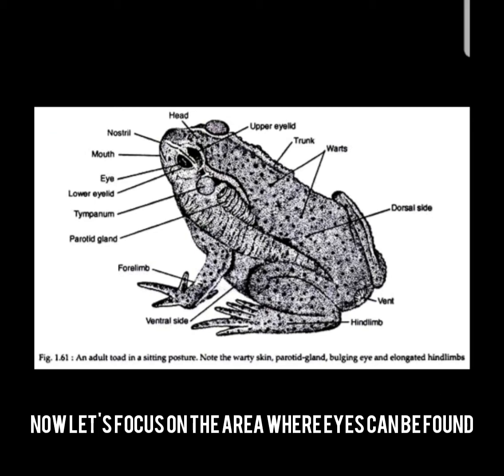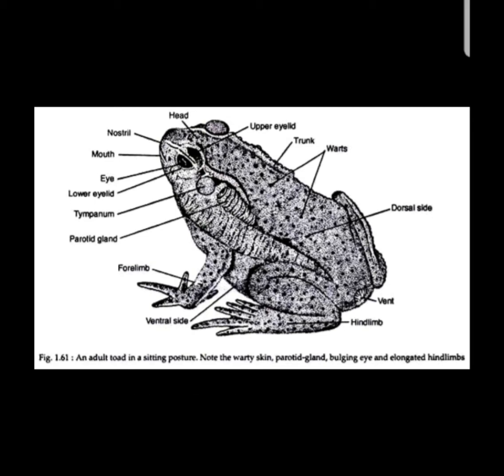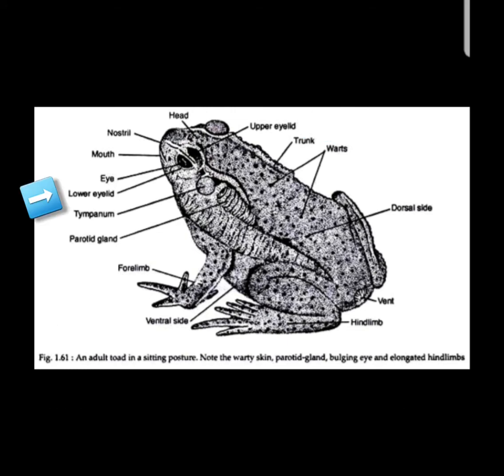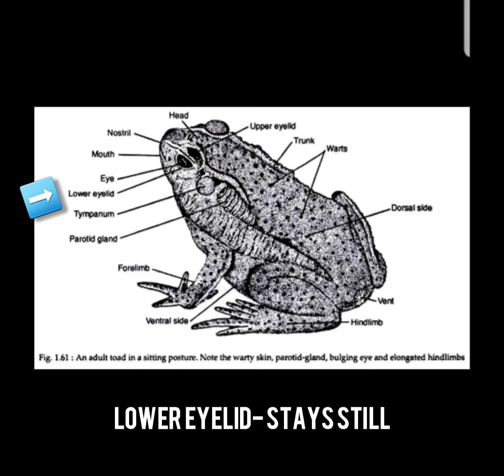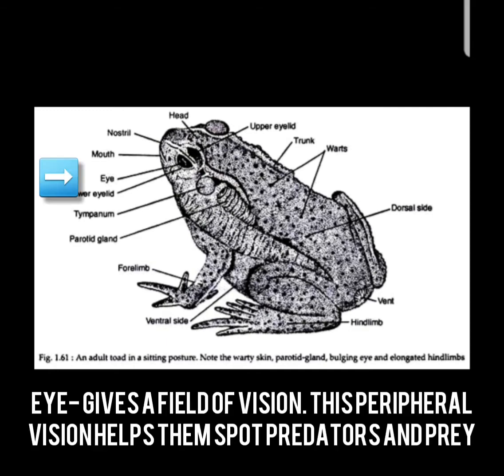Now, let's focus on the area where the eyes can be found. Actually, each eye is provided with 3 eyelids, though 2 eyelids can be seen with the naked eye. First, a thick and prominent upper eyelid. The upper eyelid allows the toad to blink. Though the rudimentary lower eyelid stays still. And the transparent third eyelid, known as the nictitating membrane, attached below to the lower eyelid, functions to cover both eyeballs.